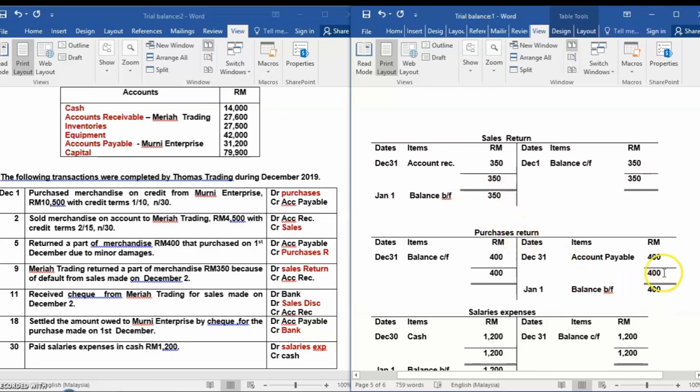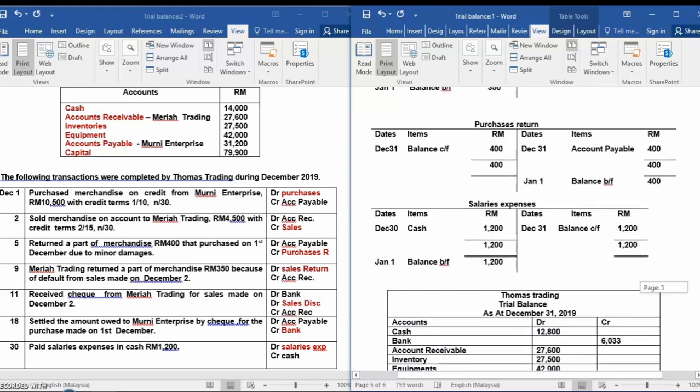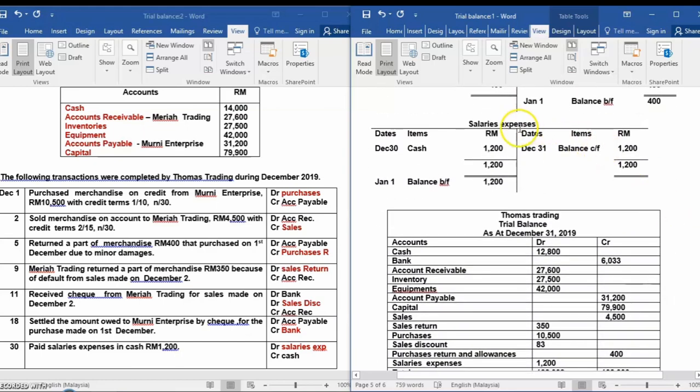Purchase return, you have to record the transaction, debit account payable, credit purchase return, and you have to close. Carry forward and brought forward to the next month. So you got the credit side in the trial balance for purchase return. And for salaries, you have to open the salaries account with the transaction, debit salaries and credit cash. So you have to close the salaries expenses and you got the balance brought forward in the debit side.